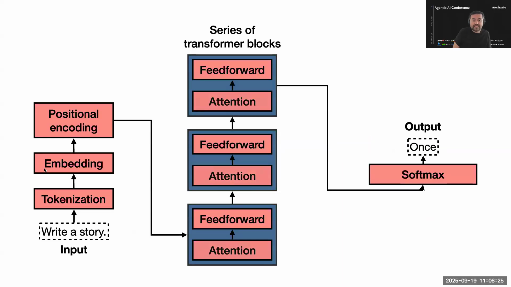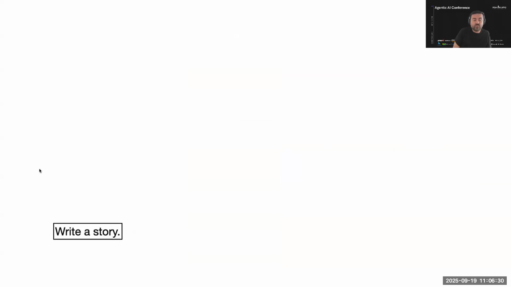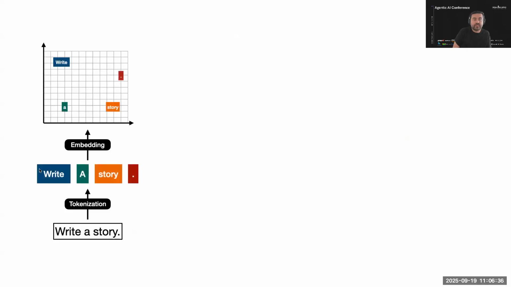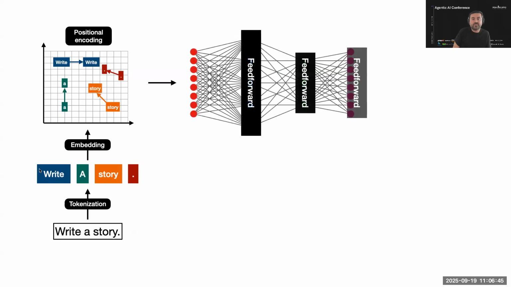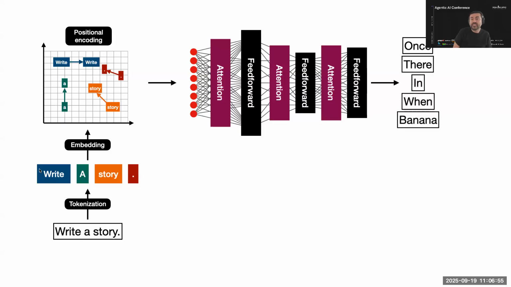Congratulations. Let's actually go through the whole thing basically. So we have "write a story," then it goes through tokenization, then this goes through the embedding. Then it goes through positional encoding, which modifies each word differently. Then this goes through a neural network that has some feed forwards and some attention steps in between. And then this gives you a bunch of scores for every word there is. And the softmax turns those scores into probabilities.